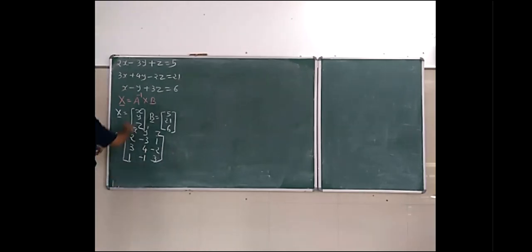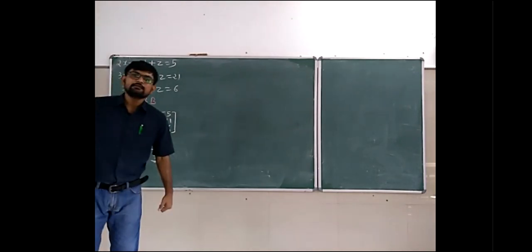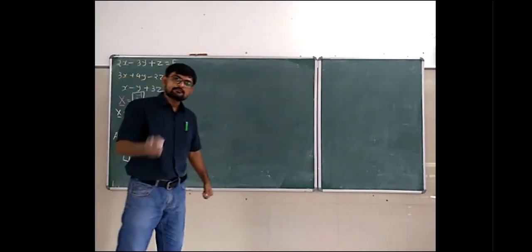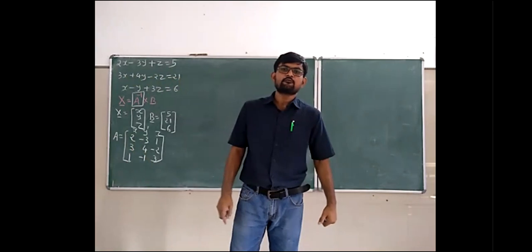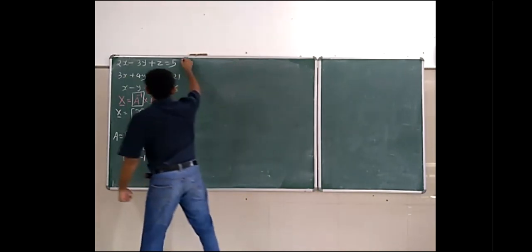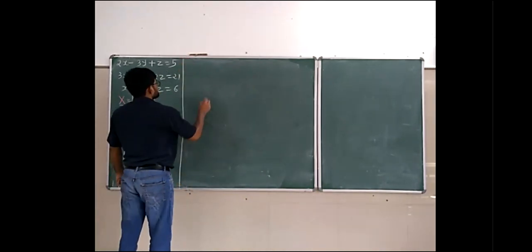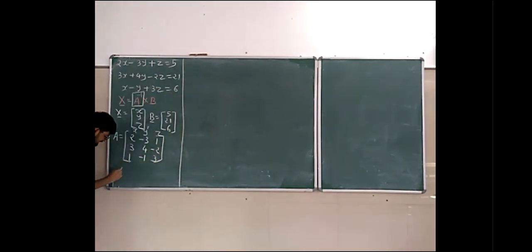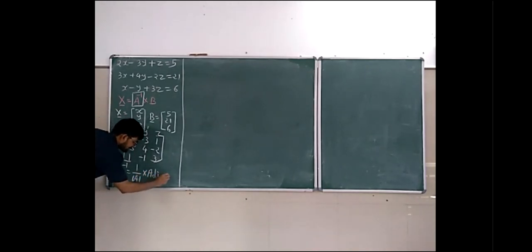Clear? So first of all, from the equations, we have to find the X vector, B vector and A matrix. Now, what is our requirement? First requirement is to find A inverse. We have discussed how to find A inverse for a 3 by 3 matrix in the last lecture. Okay, so let us try to understand once again. What is the formula of A inverse? A inverse is equal to 1 upon determinant of A into adjoint of A.